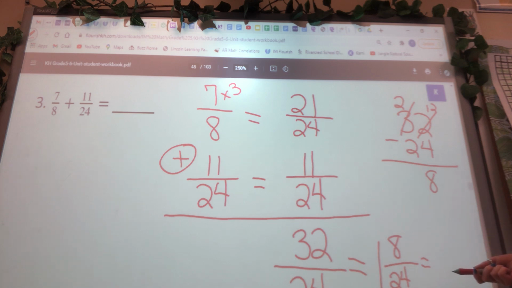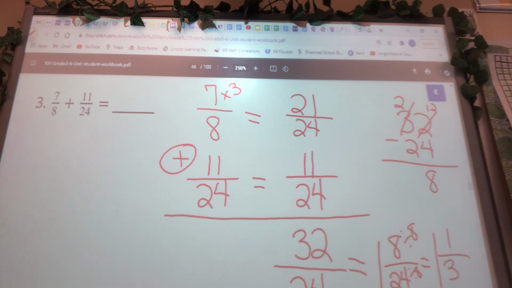Let's do it. But if you don't see that larger number immediately, if I started with 2, would I eventually still get to the same number? Yes, I just have to whittle away at it a little bit longer. So they're both divisible by 8. 8 divided by 8 is 1, and 24 divided by 8 is 3, so it's 1/3.